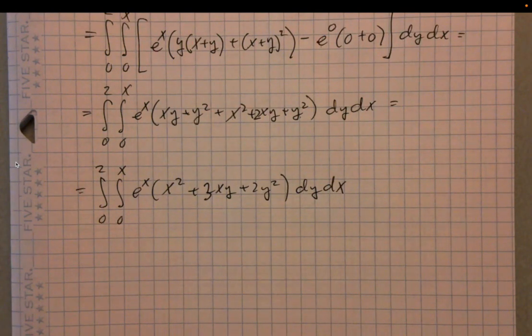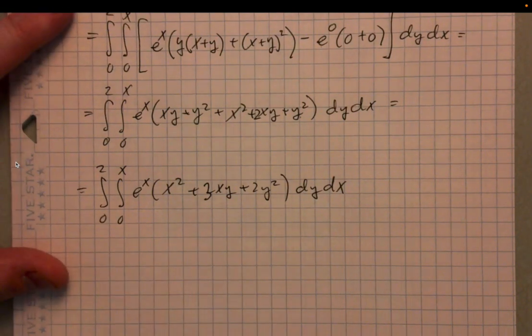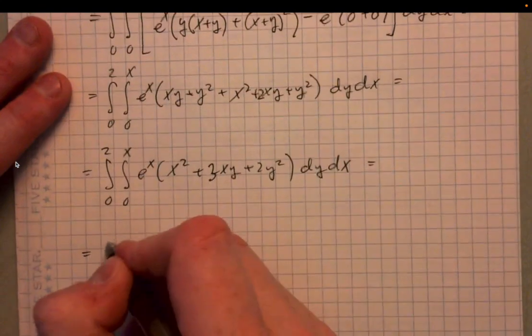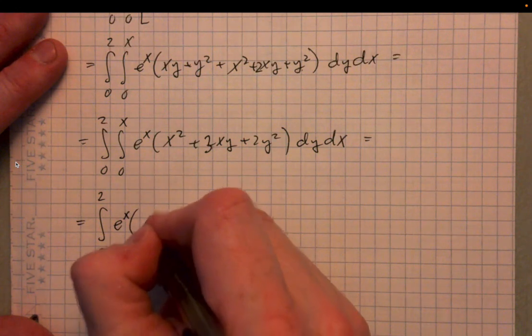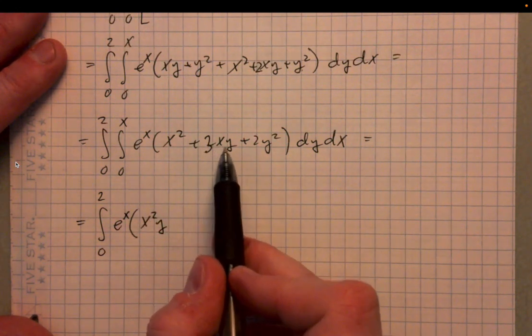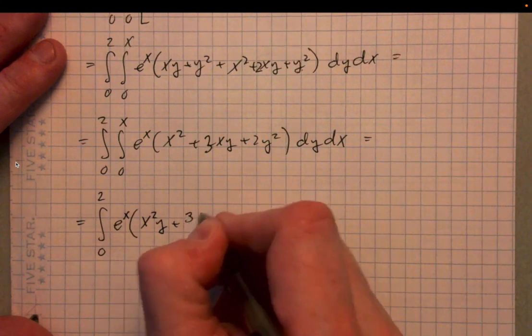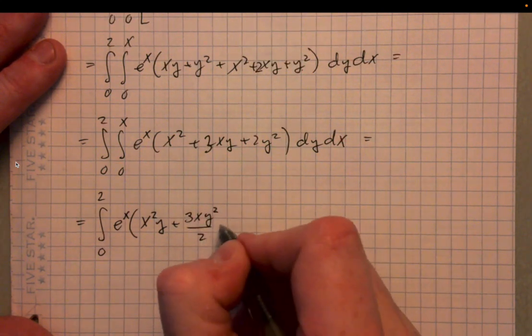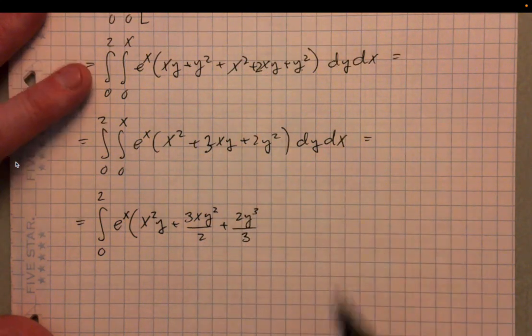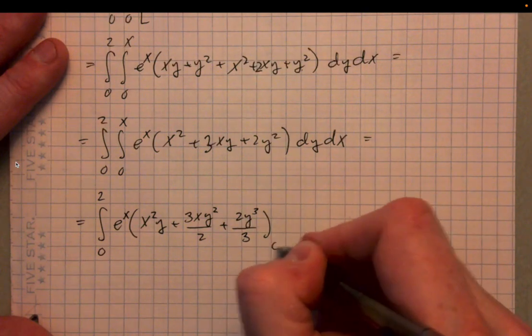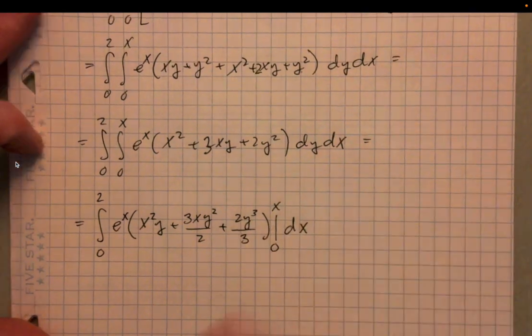All right, and now what we would do is go back through and integrate everything with respect to y. Okay, and so when we do that, we would have e to the x, and then this is going to be x squared times y, and then 3xy squared over 2, and then 2y cubed over 3. Okay, and that's going to go from 0 up to x, like so.